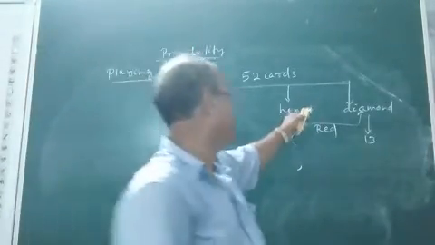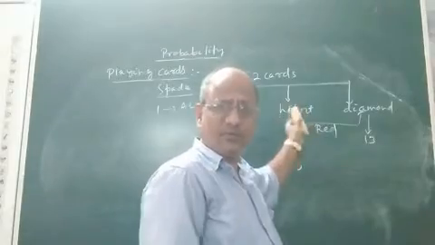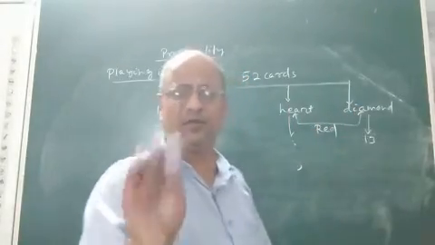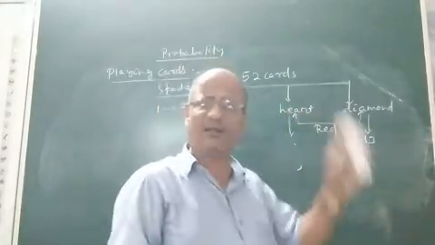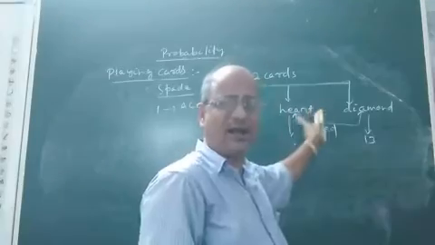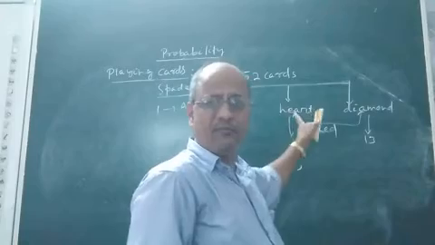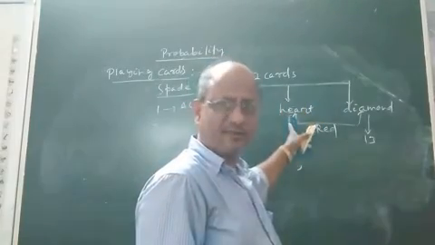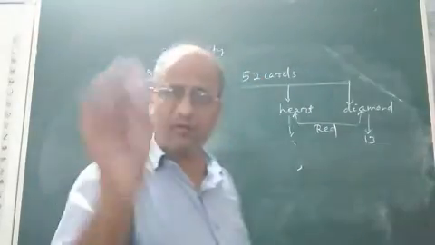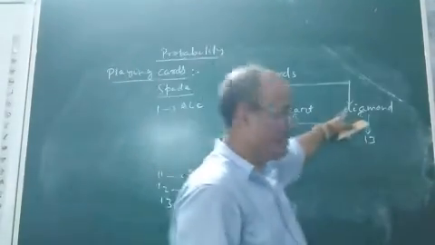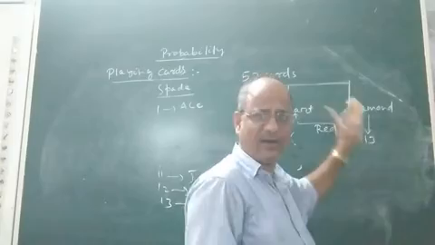Now you see, the suits diamond and heart will also contain 13 cards each, and each suit will have one ace, one queen, one king and one jack. The suit diamond will also contain one ace, one king, one queen and one jack.